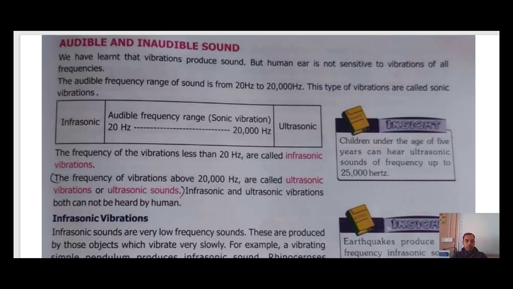So the next point that we are going to discuss is audible and inaudible sound. Audible sound means the sound that we can hear. Inaudible sound means the sound that we cannot hear. We have learned that vibration produces sound, which we discussed in the previous class. But the human ear is not sensitive to vibrations of all frequencies. So, what is frequency again? In 1 second, how many times the motion is happening, how many times the oscillation or the vibration is repeating itself, that is called frequency.